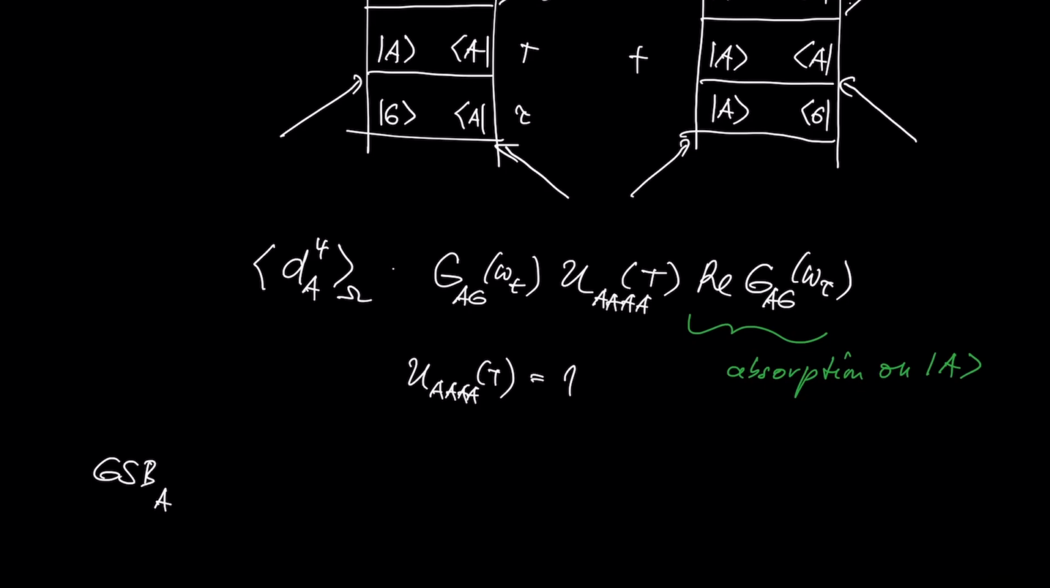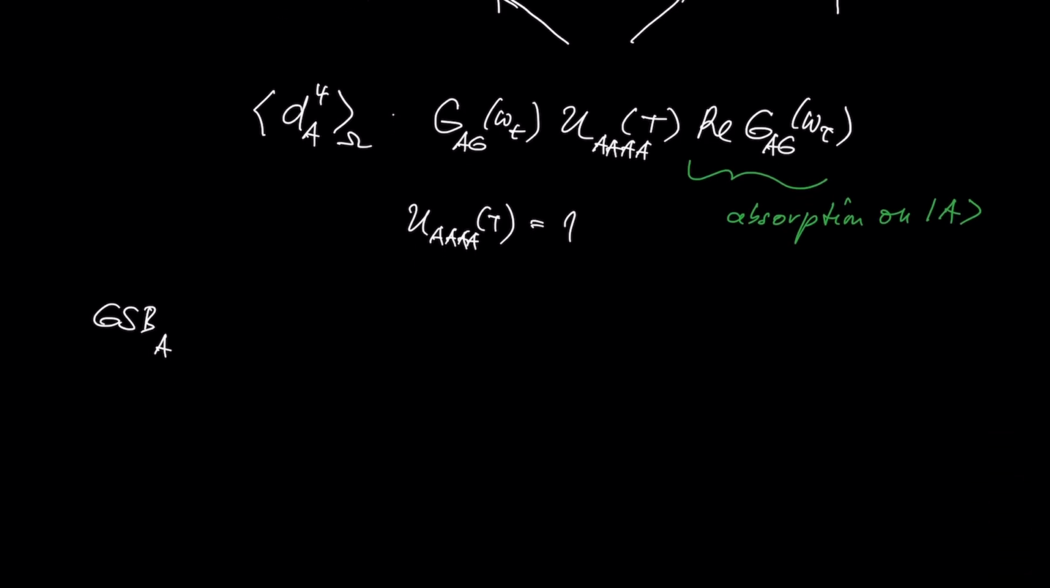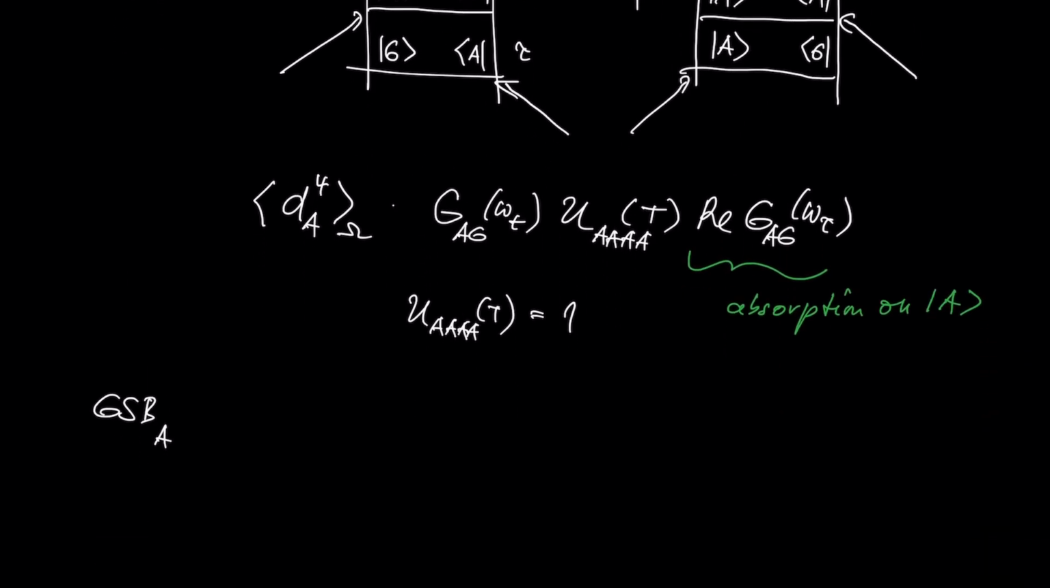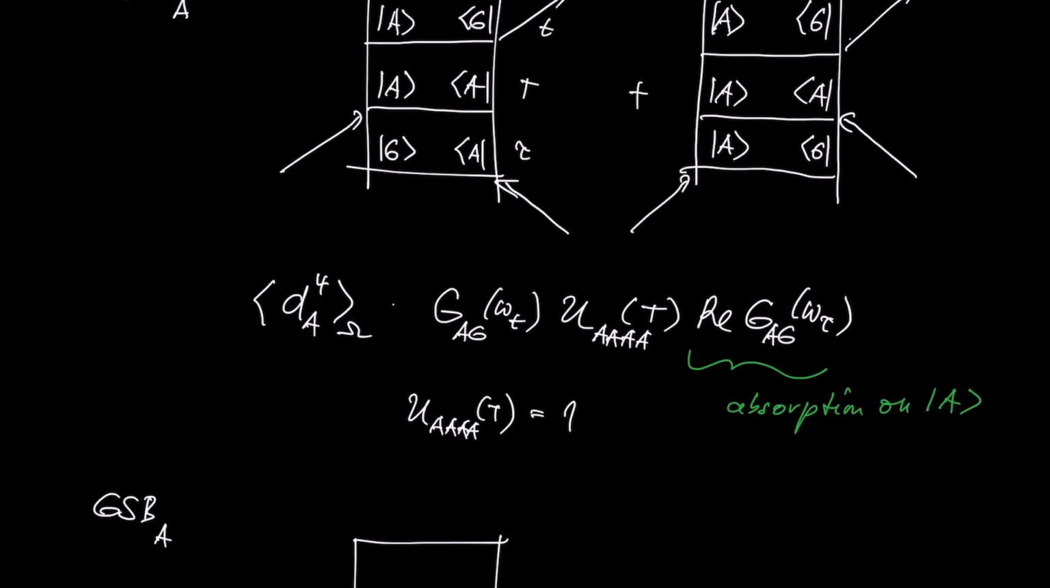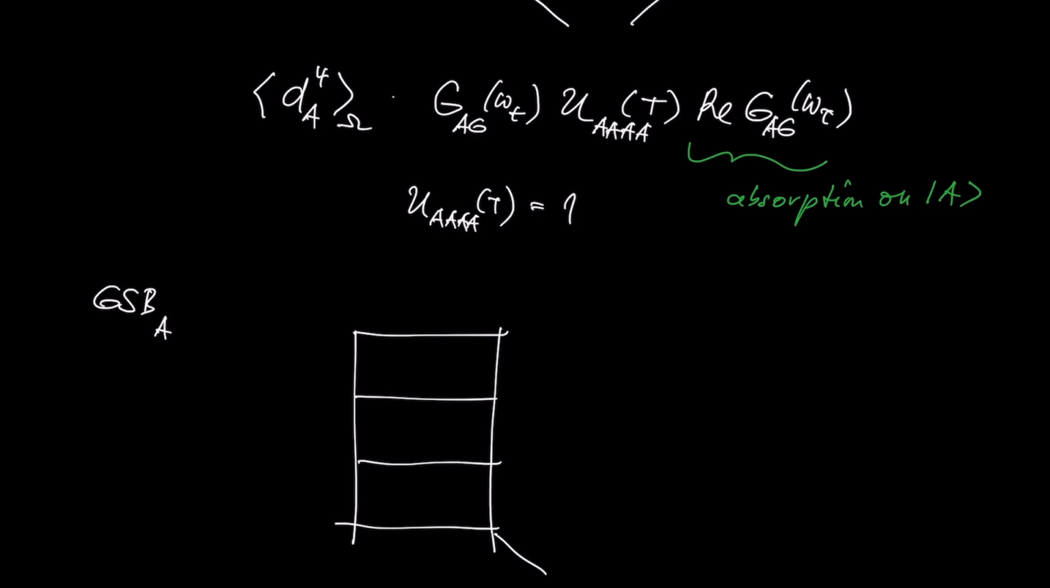Then we have ground state bleach on the acceptor. Ground state bleach, that's a signal which originates from the ground state. So we also have a rephasing and non-rephasing contribution. So the beginning of the rephasing contribution has to be exactly the same as above.